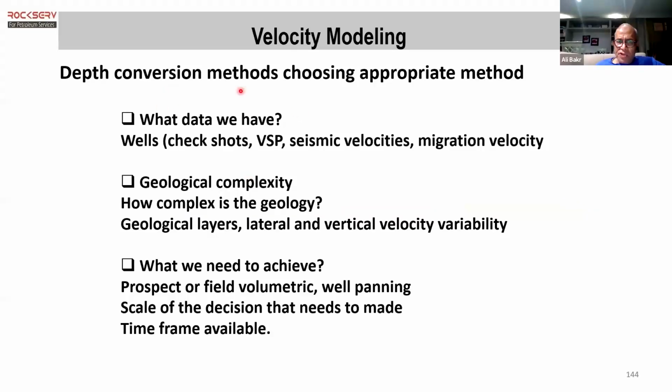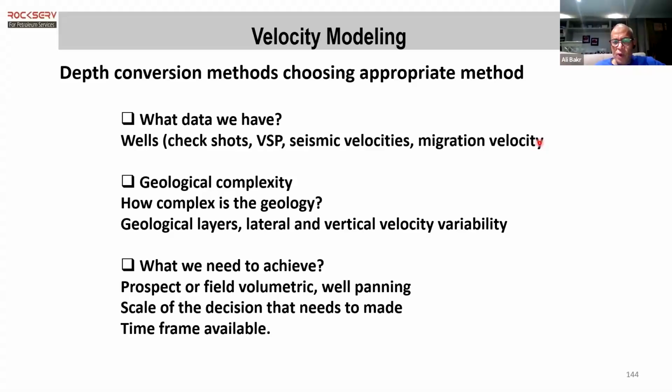Actually, the depth conversion method, choosing the appropriate method. In order to change data from time to depth, we have to think about different things. What kind of data do you have? You have check shot, you have VSP, you have seismic velocities, you have migration velocity, what? So before you do depth conversion, ask yourself: what kind of source of data do I have? Do I have any kind of measured velocity, and list them.